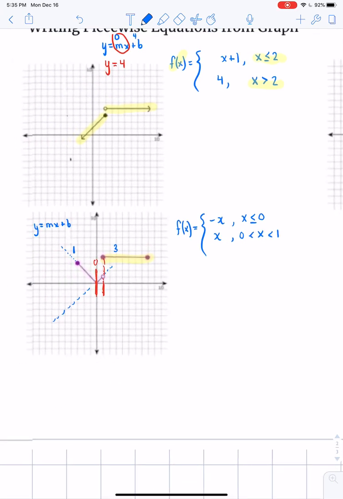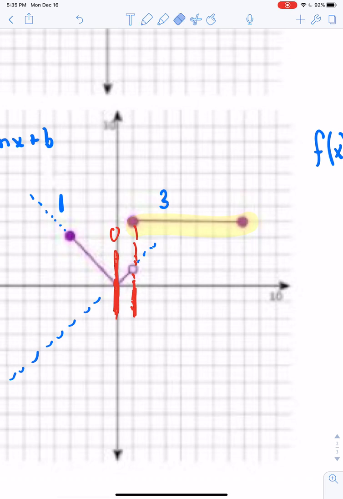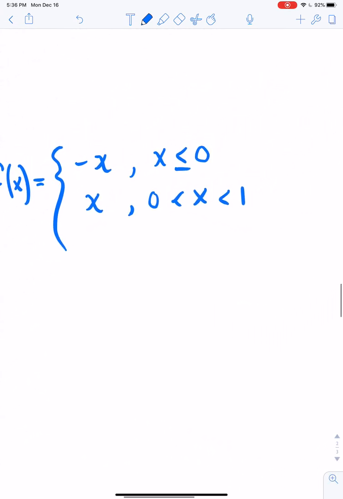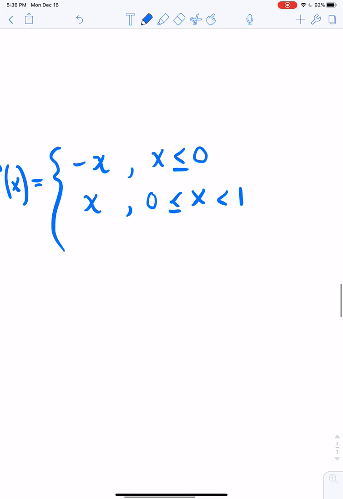Should I underline any of those less than symbols? I should underline the first one, because the first one, as we can see here, is filled in. Well, I guess it's not really filled in, but it's not open. So that means that 0 is included and then 1 is not included. So 0 has an underline there.